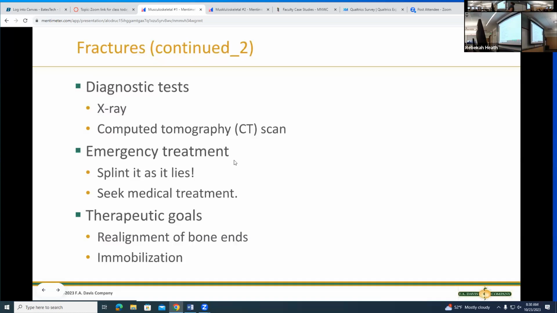So our therapeutic goals when somebody has a fracture is to try to realign those bone ends. Our bones are so amazing. They're incredible. You can realign them, and they will grow back together. And that spot that grows back together is actually stronger than the rest of that bone area because it really doesn't want to be broken again. And we want to immobilize them to allow it to grow back together.